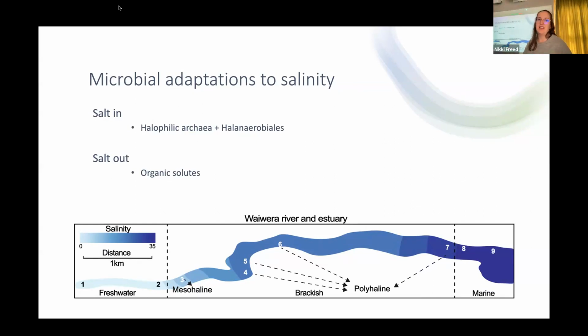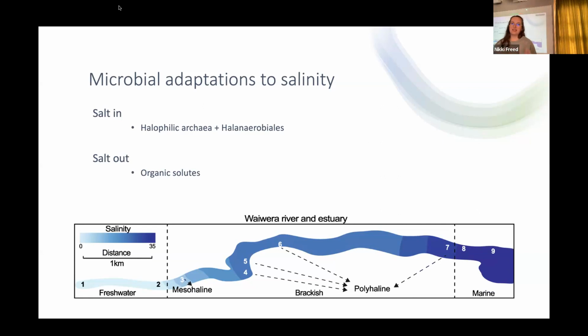Part of what I'm really interested in is microbial adaptations to salinity within the system. Typically, the ways in which microorganisms tolerate salt, which is quite a strong driver of community composition in the environment, is to either take in salt and be at one with the surrounding environment, or pump it out and keep the salt out of the cell. The salt-in approach is employed by some halophilic archaea and this particular order of bacteria, so it's a little less common.